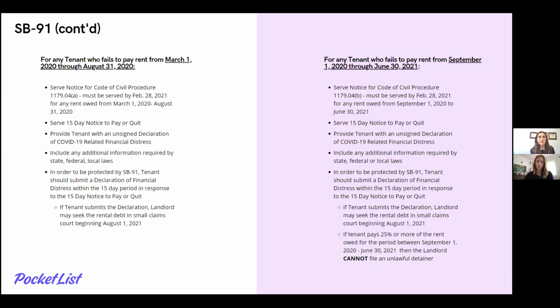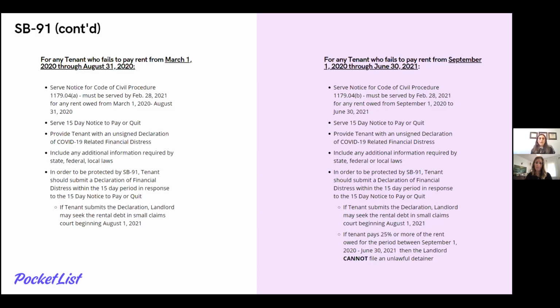Financial distress is considered loss of income because of COVID-19, increased out-of-pocket expenses directly related to performing essential work during the COVID-19 pandemic, increased expenses directly related to health impacts of the COVID-19 pandemic, childcare responsibilities or responsibilities to care for an elderly, disabled, or sick family member directly related to the COVID-19 pandemic that limit the tenant's ability to earn income, increased costs for childcare or attending to an elderly, disabled, or sick family member directly related to the COVID-19 pandemic, or other circumstances related to the COVID-19 pandemic that have reduced the tenant's income or increased the tenant's expenses.